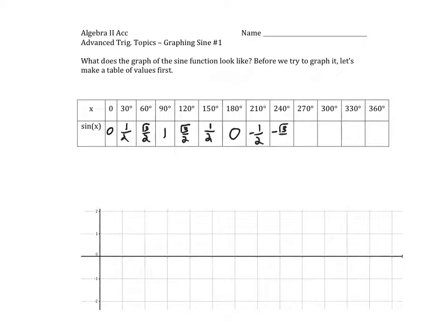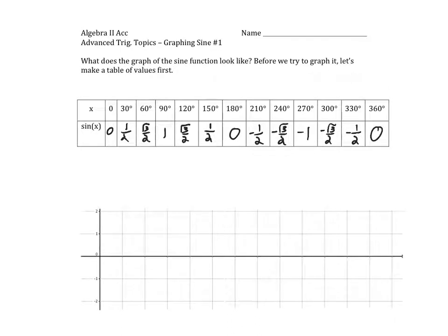240, I get negative root 3 over 2. 270, I get negative 1. 300, I get negative root 3 over 2. 330, I get negative 1/2. And 360, I get 0. Okay, so again, these are all values I'm getting from my special triangles and my quadrantals, stuff you were tested on the other day. So this shouldn't be anything new for you. But all I did was just list them out in a chart.